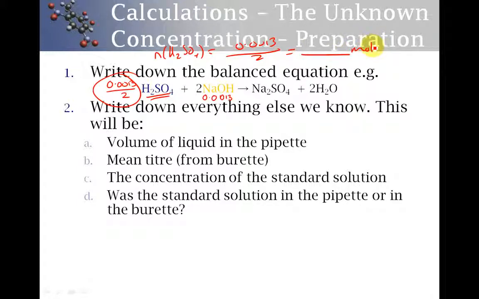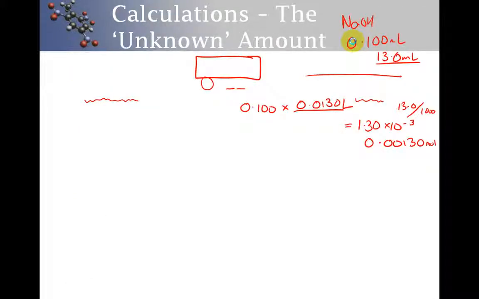Cool. And so I plug that into a calculator, divide it by 2, equals, and I end up getting 6.5 times 10 to the negative 4. Excellent. Okay, let's move on.